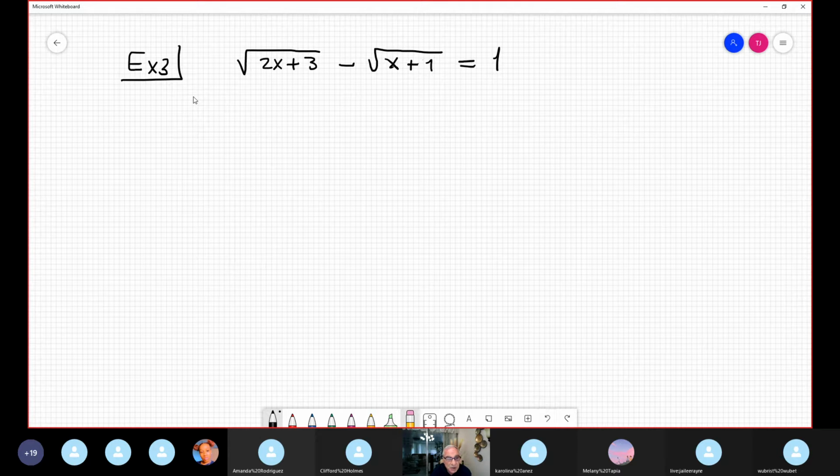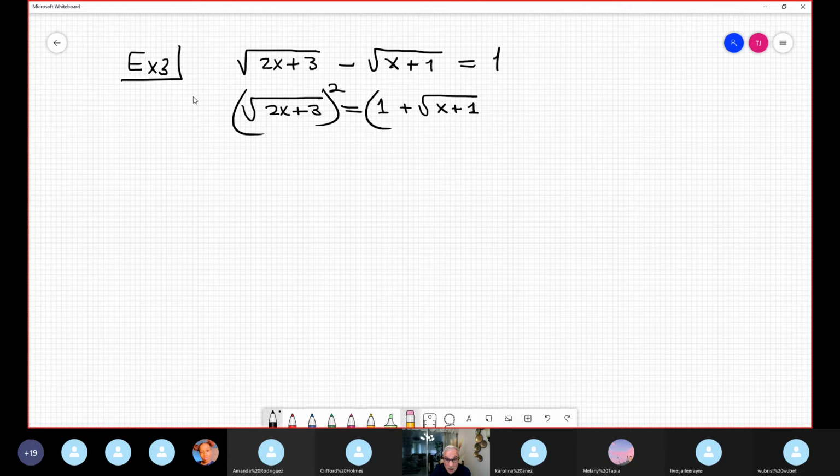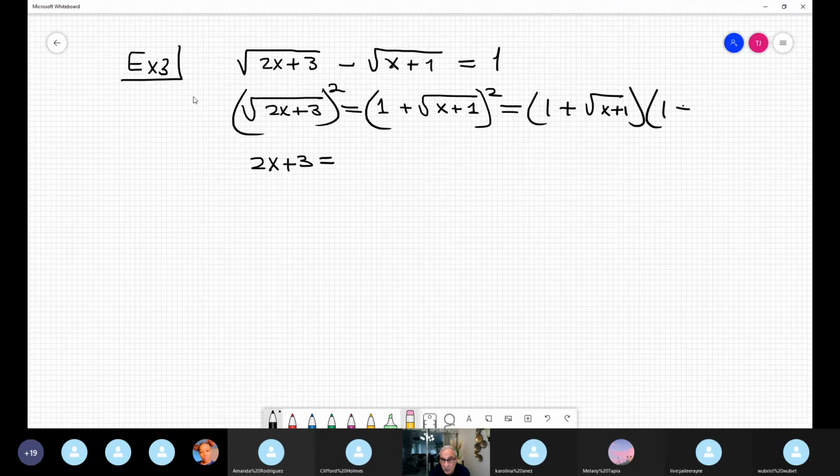Okay, so now I make a decision: isolate one radical. I don't touch the original, never touch the original. I make a decision to isolate the first radical. Therefore, you move the second radical to the right-hand side, like 1 plus square root of x plus 1. Okay, now square. This is the moment to square. At least you eliminate one radical. The other stays alive. So 2x plus 3. But the second I need to FOIL. You FOIL this binomial times this binomial.